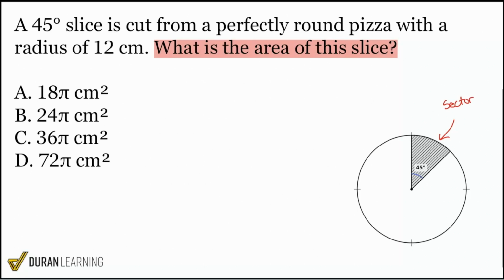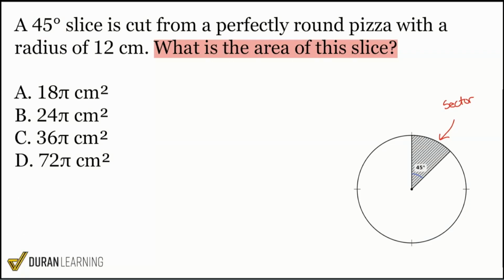And as a reminder, a sector is literally a fraction of a circle, a fraction of the whole thing. And it really depends on the degree measurement, the angle that you're given. That 45 degrees that we're given, that is part of the circle. It's out of the entire 360 degrees.